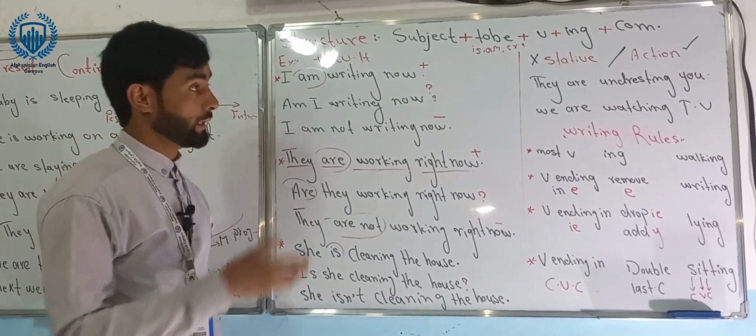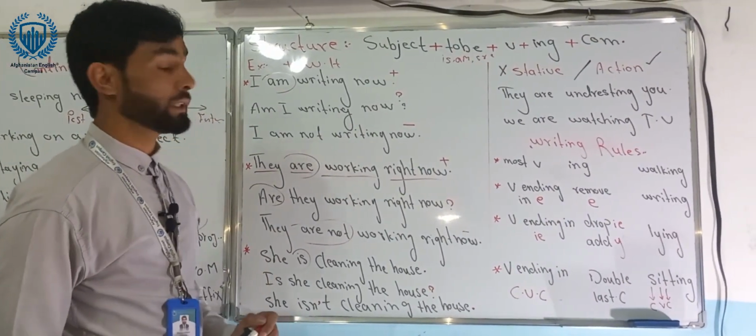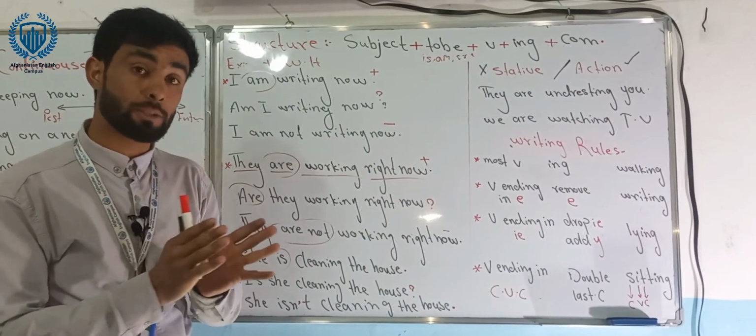Come to another part, to the next part. The next part is about the verbs which are used with continuous tenses and the verbs which are not used with the continuous tenses.